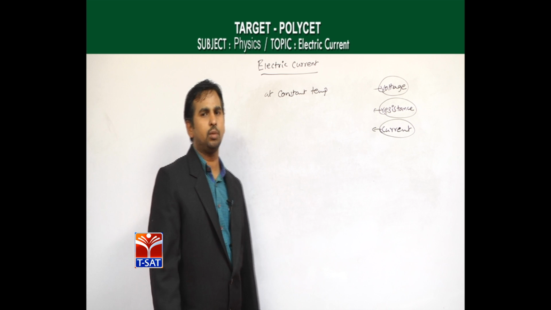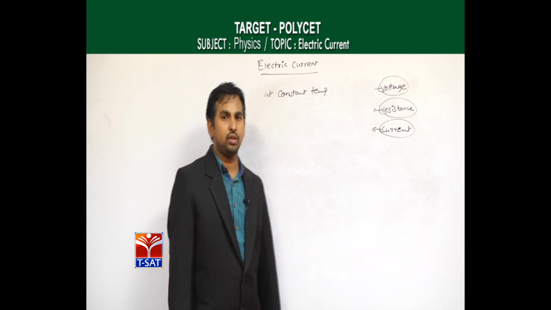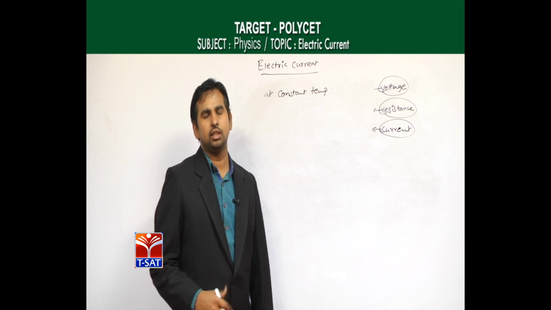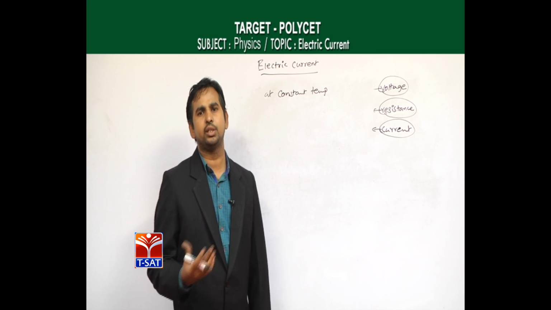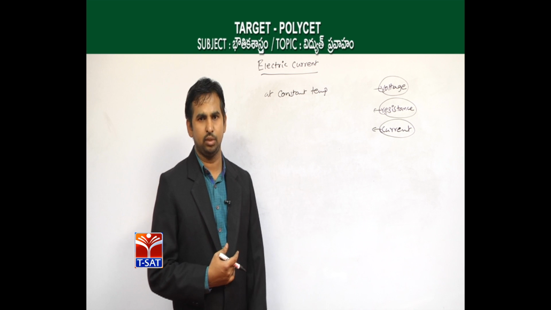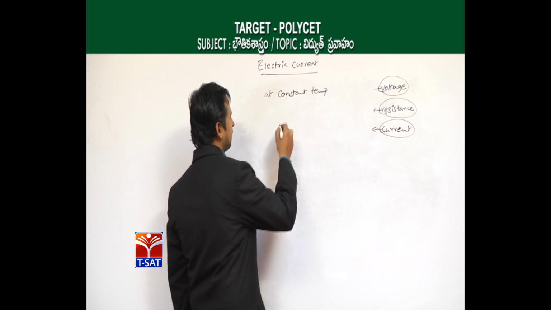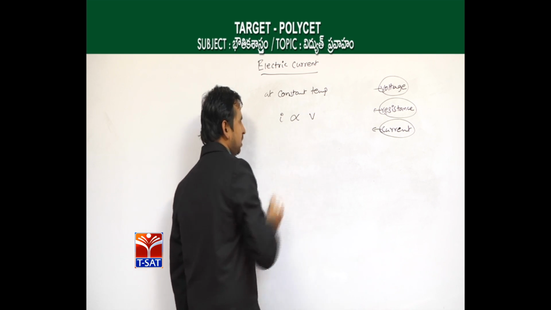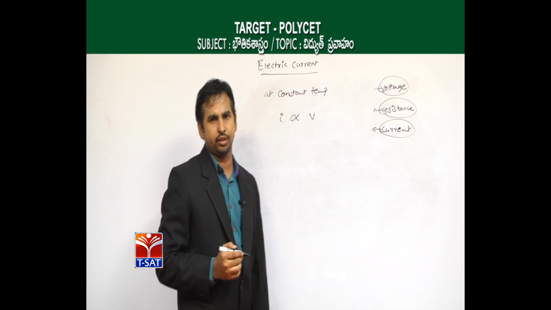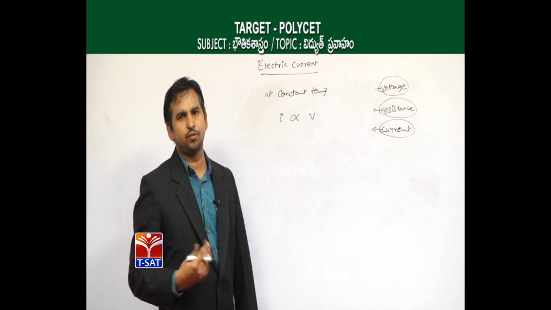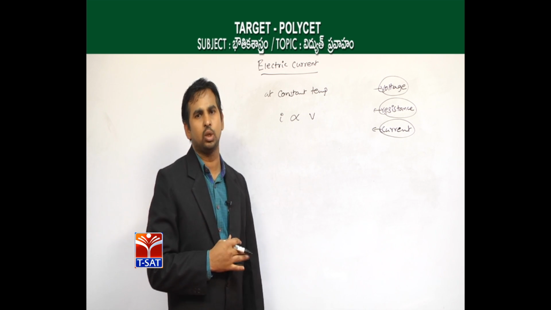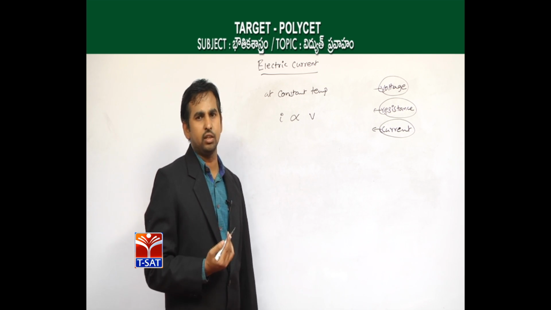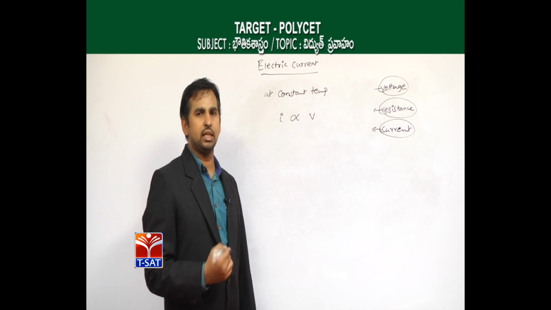So, the statement of Ohm's law is that at a constant temperature, whatever current you draw is directly proportional to the potential difference applied at its terminals. Whatever current I you draw is directly proportional to the potential difference we are applying there. So, the more potential difference you have, the more current we can draw.